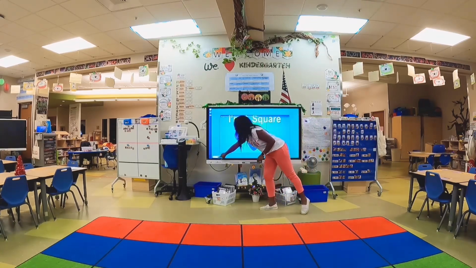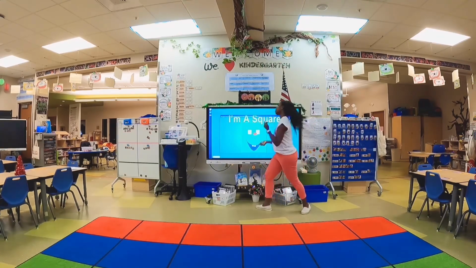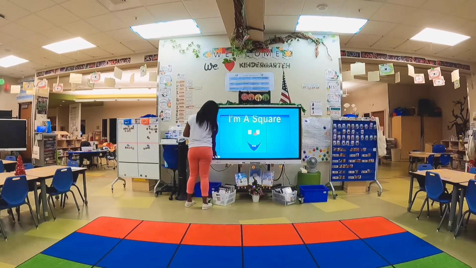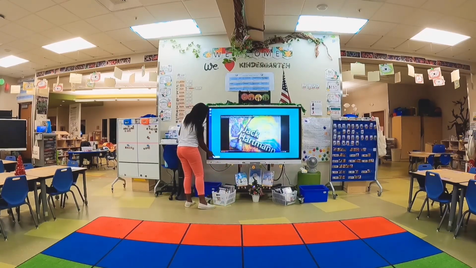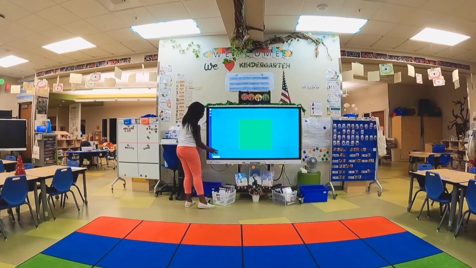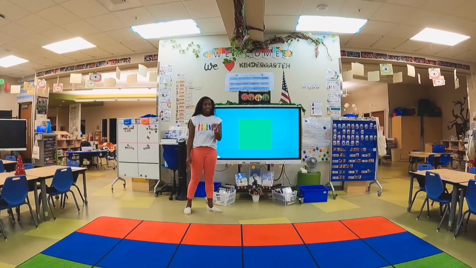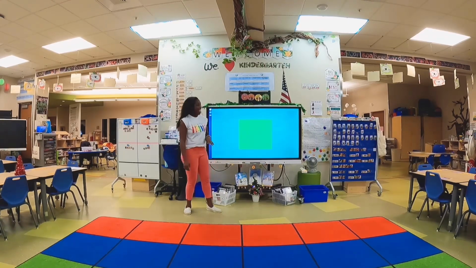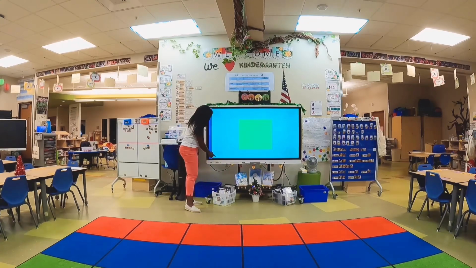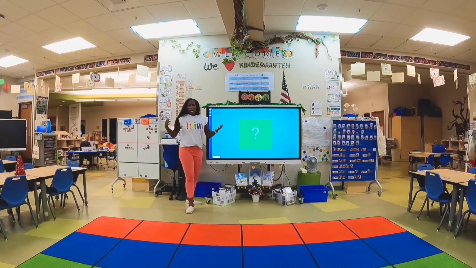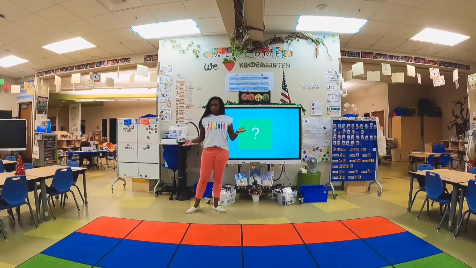Good job, friends. So we just learned about a shape. Can anybody tell me what is the name of the shape that we just learned? Yes, friend. It is a square. Good job, friend. And how many sides does a square have?